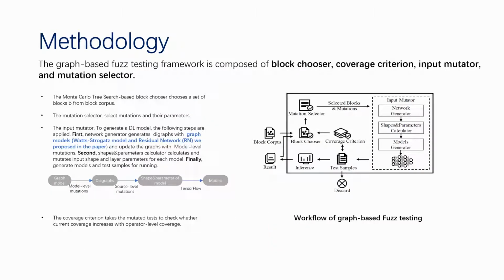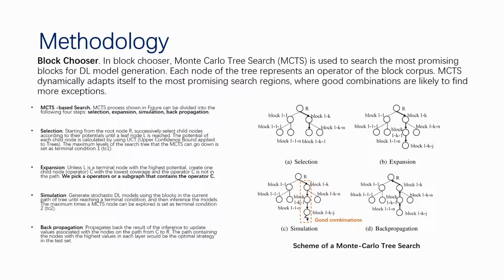The graph-based fuzz testing framework is composed of block chooser, coverage criterion, input mutator, and mutation selector. In block chooser, Monte Carlo Tree Search is used to search the most promising blocks for deep learning model generation. Each node of the tree represents an operator of the block corpus. Monte Carlo Tree Search dynamically adapts itself to the most promising search regions, where good combinations are likely to find more exceptions.